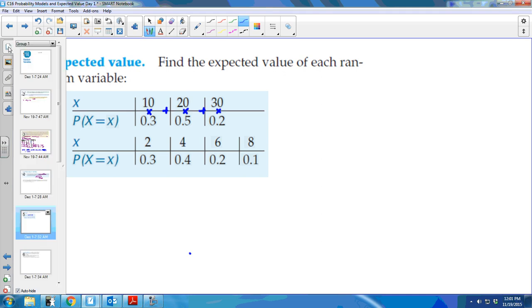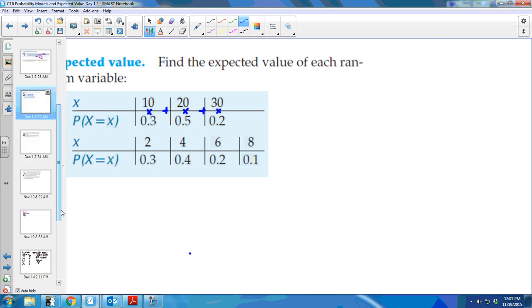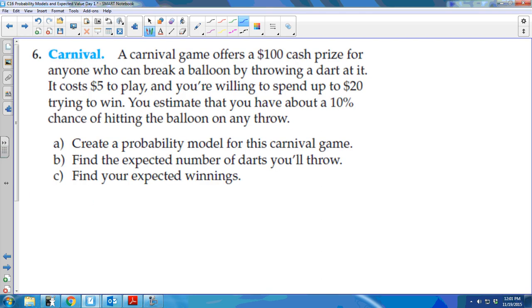All right. We're going to do, since we just did one about cards, the carnival example. Here we go. A carnival game offers a $100 cash prize for anyone who can break a balloon by throwing a dart at it. It costs $5 to play, and you're willing to spend up to $20 trying to win. You estimate that you have about a 10% chance of hitting the balloon on any throw. So A says create a probability model for this carnival game. And then there's actually two questions, and I'm going to answer C first with my model. So create a probability model for the carnival game and then find your expected winnings.